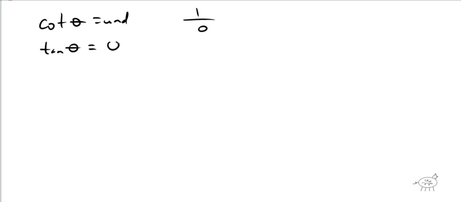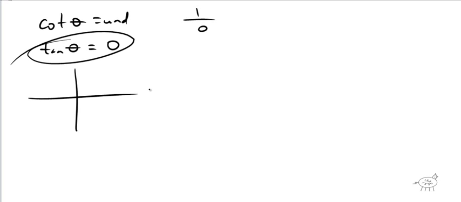Because it's 1 over 0, remember that? So the reciprocal of undefined is really 0. Because if I flip undefined, which is 1 over 0, I really get 0 over 1. So I can rewrite it as tangent of theta is equal to 0, and where is tangent equal to 0? Okay, we just did this one. That's 0, 180.